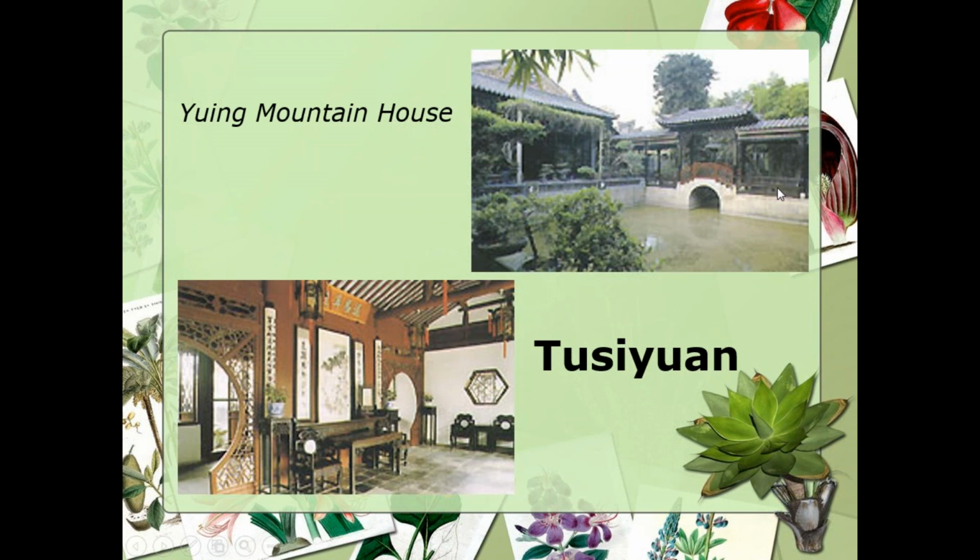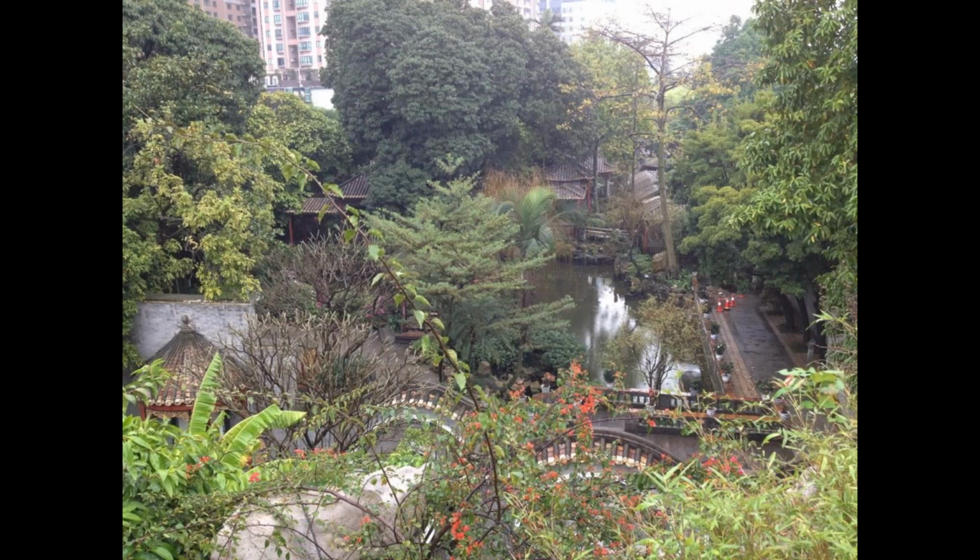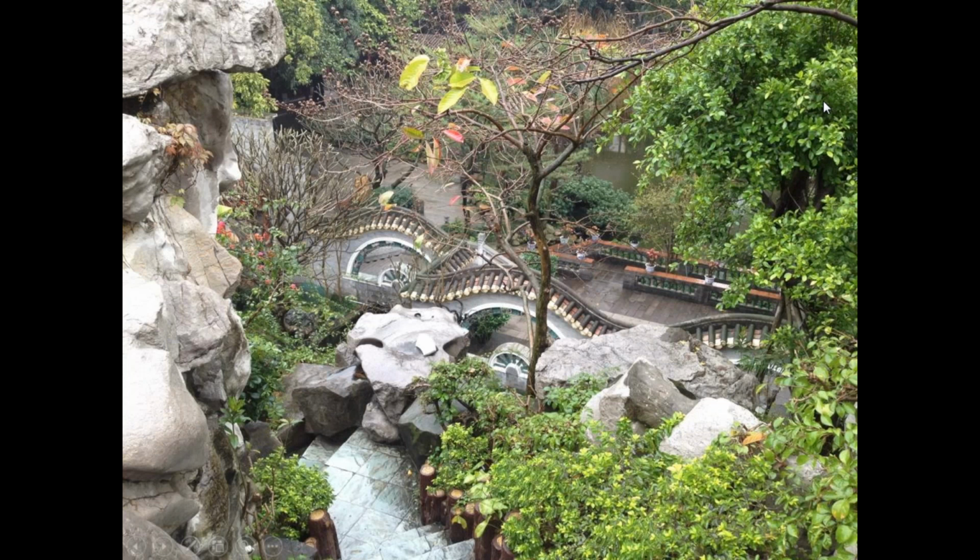So Ying Mountain House has more examples, and here we can see the importance of doorways, water, bridges. Here's the bamboo. And some of these actual pictures were pictures that Professor Kent took on some of her travels. So she's been luckier than I to be able to visit these places herself.